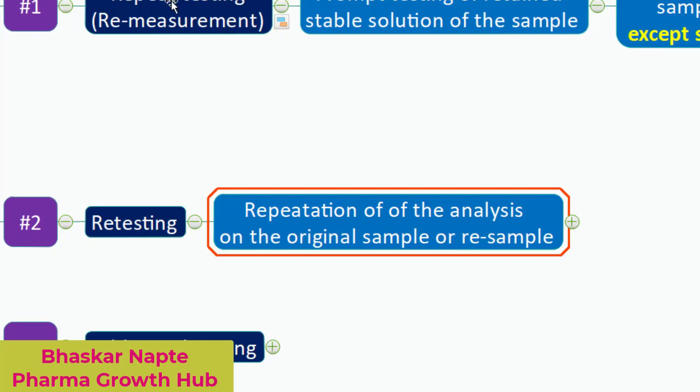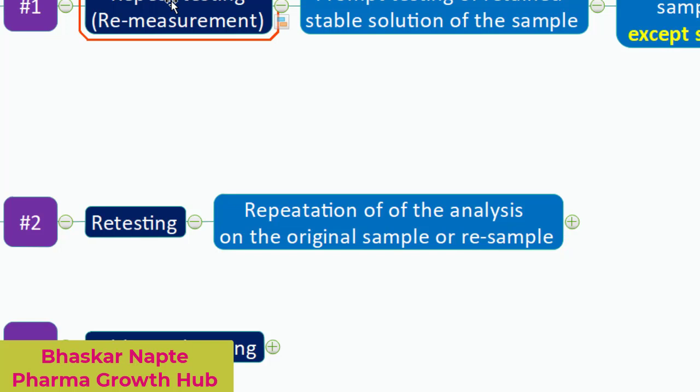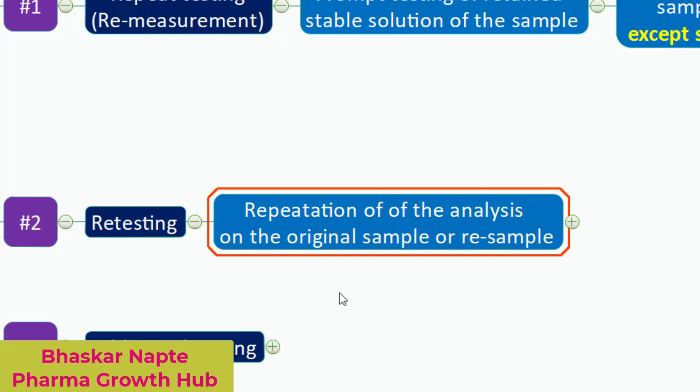The way we explained in repeat testing, the original sample was used for the analysis. But in the retesting case, you are allowed to make the sample one more time by using the sample which is available in the lab. Or in case the sample is not available in the lab, or the sample integrity is in question, then the same batch can be resampled one more time, and by using that resampled quantity you can make the entire preparation freshly, and this is called retesting.